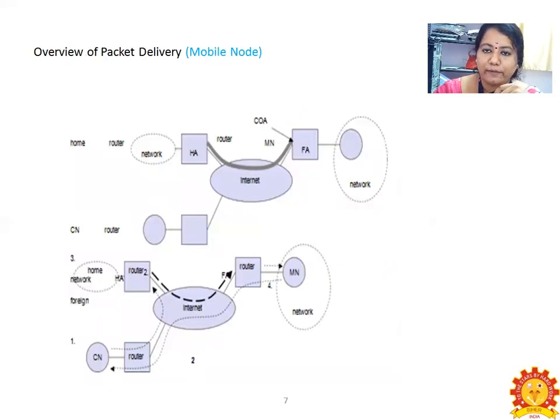Hence, the overview of packet delivery to the mobile node. See the diagram: the first node will be the correspondent node.